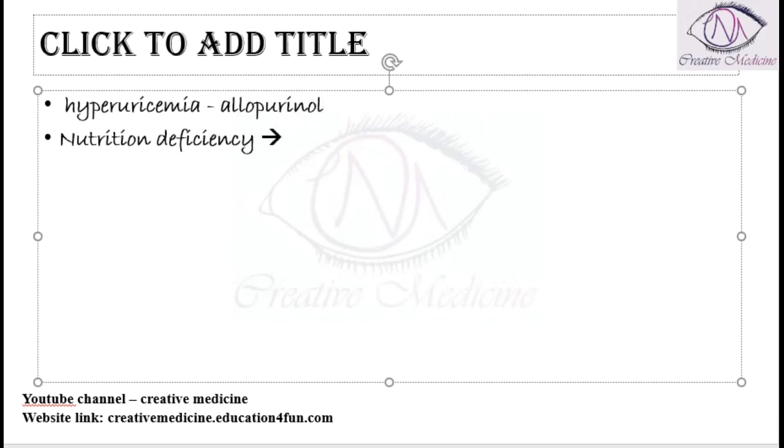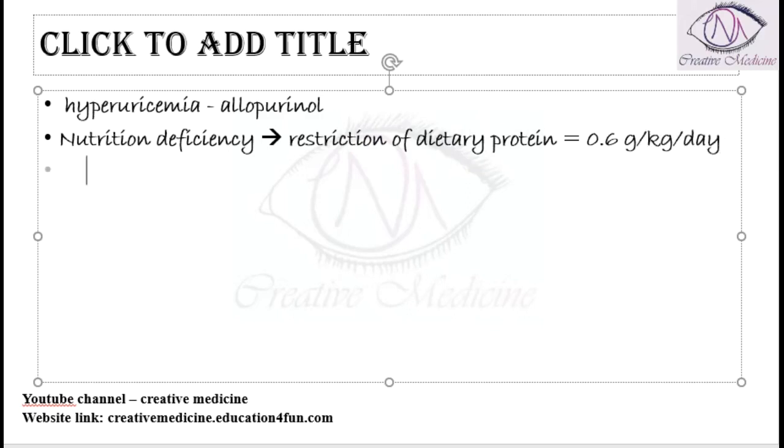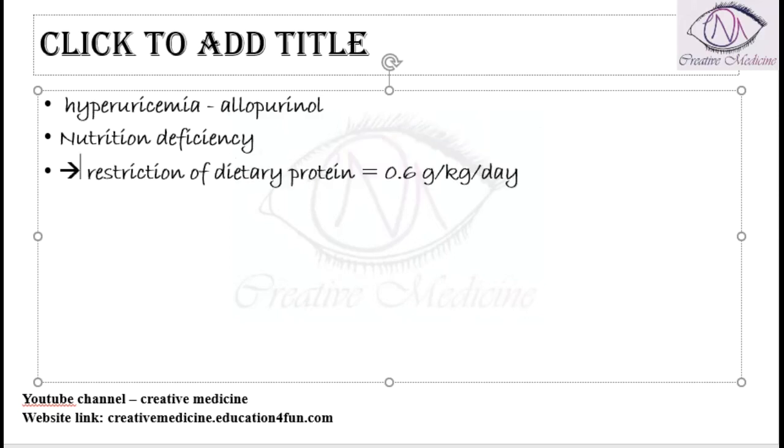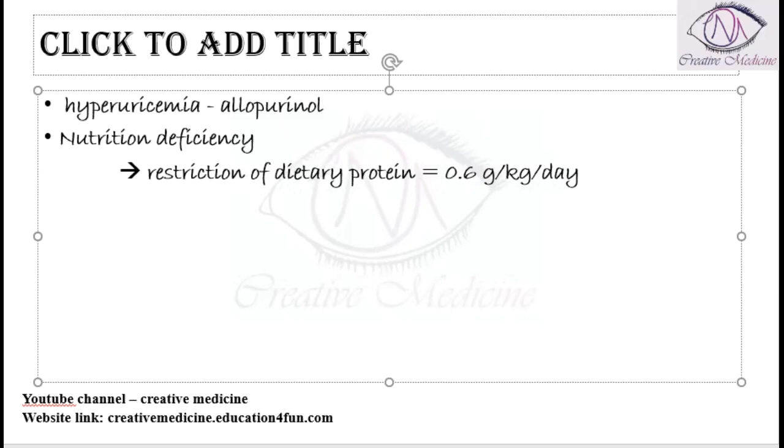In nutritional deficiency, restriction of dietary protein is done, about 0.6 grams per kg per day should be given to the patient. You should restrict the dietary protein to about 0.6 grams per kg per day. And carbohydrates should also be restricted. The carbohydrates should be restricted to as low as around 100 grams per day.